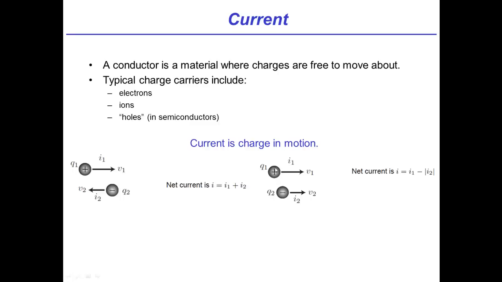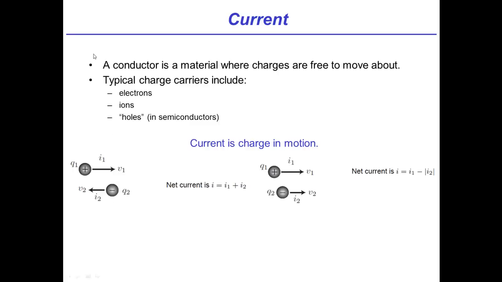So in this case, I've got, again, the same positive charge moving to the right, but now I've got a negative charge, and it's also moving to the right. And you see in this case, and we'll go back to both of them, the net current is I1 minus I2, essentially the magnitude I2 subtracted from it. So if I had two positive charges moving to the right, I would sum the currents I1 plus I2, and that would give me the current to the right.